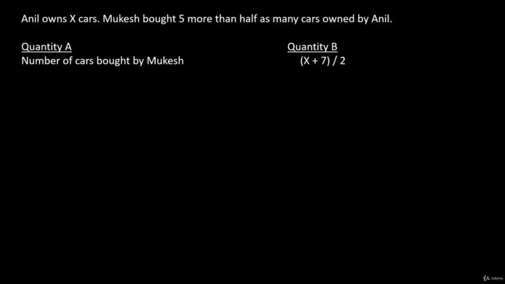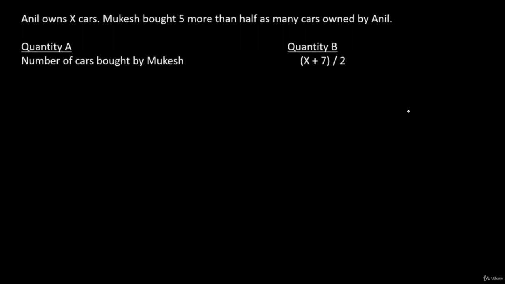Let's do this question. Anil owns x cars. Mukesh bought 5 more than half as many cars owned by Anil. Now quantity A is the number of cars bought by Mukesh and quantity B is x plus 7 by 2. Alright, pause the video, give it a try, and then let's do it together. Alright, we are back. I hope you have given it a try.